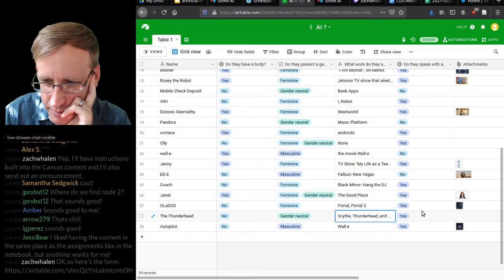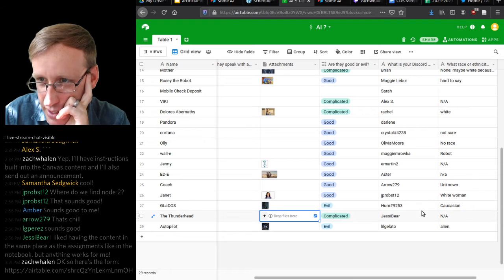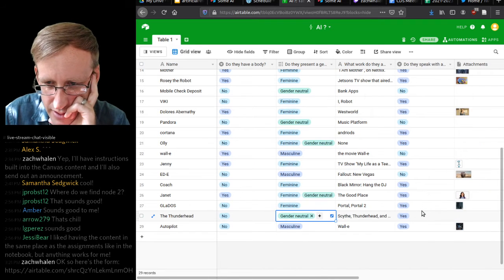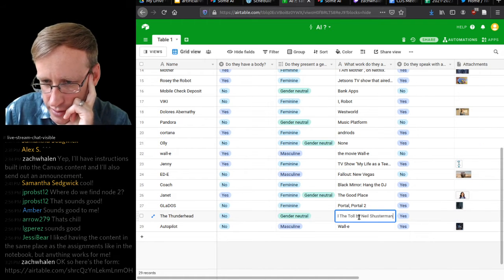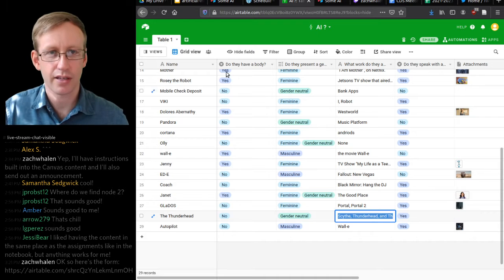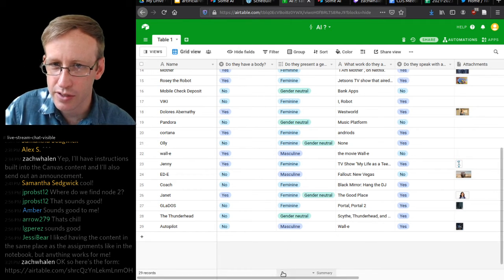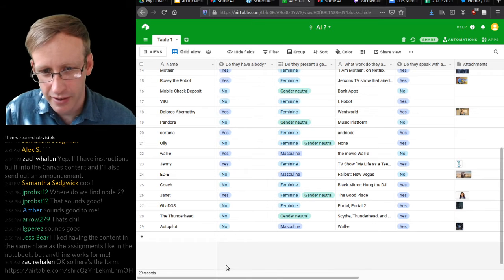So this is where, okay, the Thunderhead seems to be a work by Neil Shusterman. Yeah, so I don't know this one. I would love to hear more about it if it's possible for you to share it in the Discord chat, or tell me later.